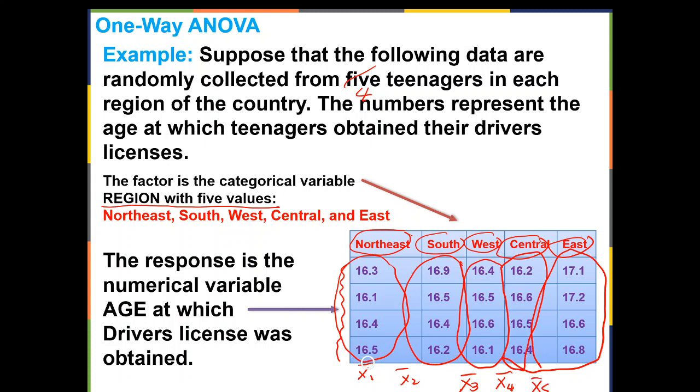And now the question is, again, the null hypothesis would be whether these mu's are the same or they are different. So if these mu's are the same, if we don't have any evidence against them, that would mean it doesn't matter where you live in these regions, right? The age that you get your driver's license is not really that different, right? All right.